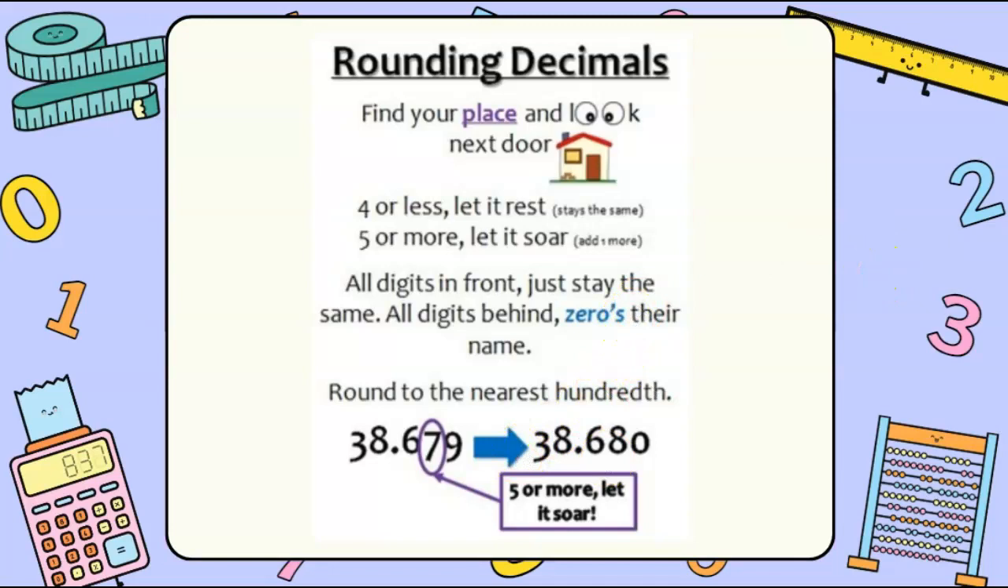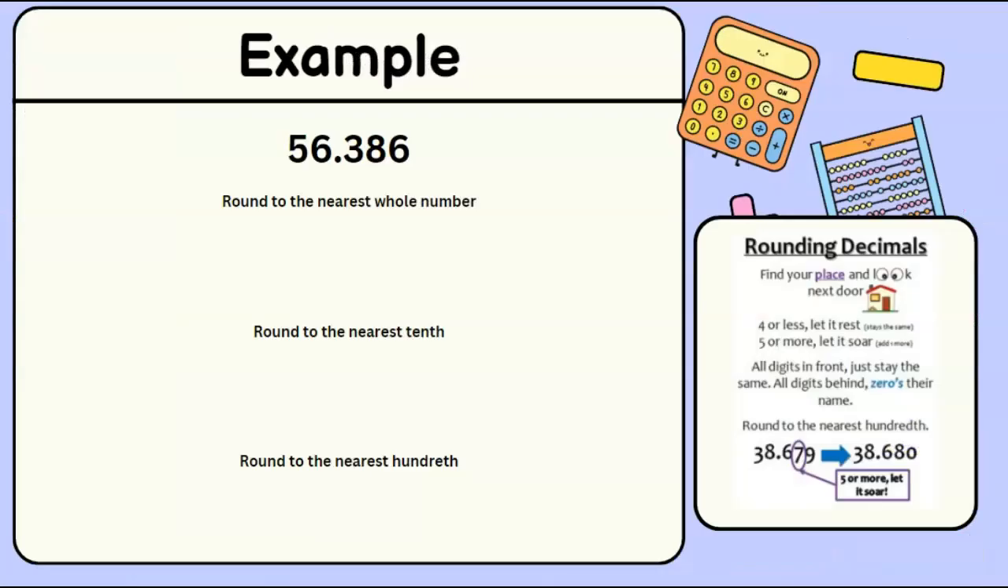So, a great example would look like this. So we have 56.386, and the first place value I want to round is the nearest whole number. So remember, anything on the left of my decimal is our whole number. The first place value there is our ones place. So I find my place value, which is my ones place. There's a 6 in my ones place. I'm going to look next door.